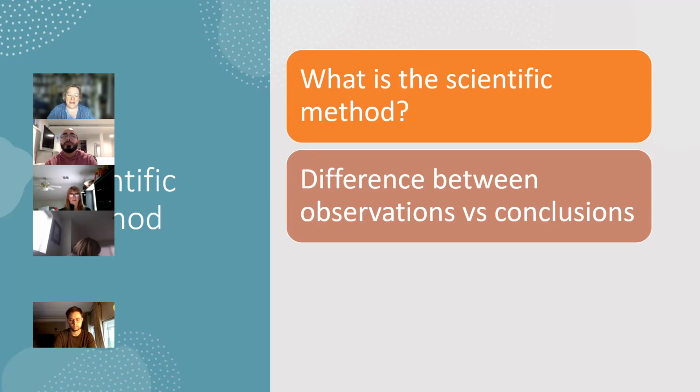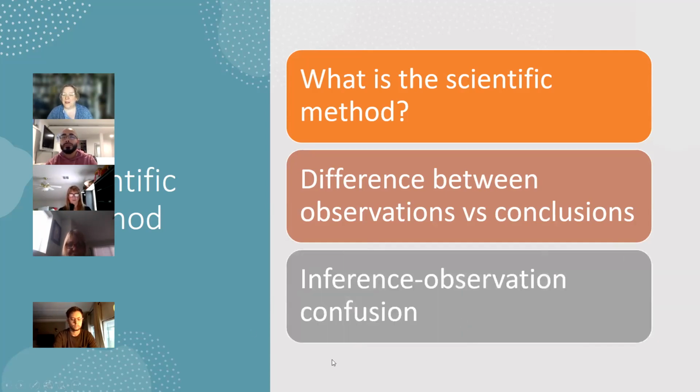We'll get to that when we talk about Koch's postulates, about how Koch came to the conclusion that a bacterium, a microscopic bacterium, causes tuberculosis. All right, any questions about the difference between observations and conclusions? Okay, so it's easy to jump to a conclusion without having data to support it. We call this an inference-observation confusion, or jumping to conclusions.